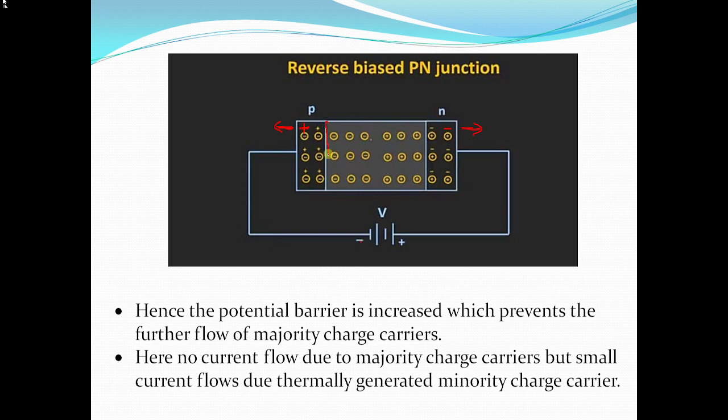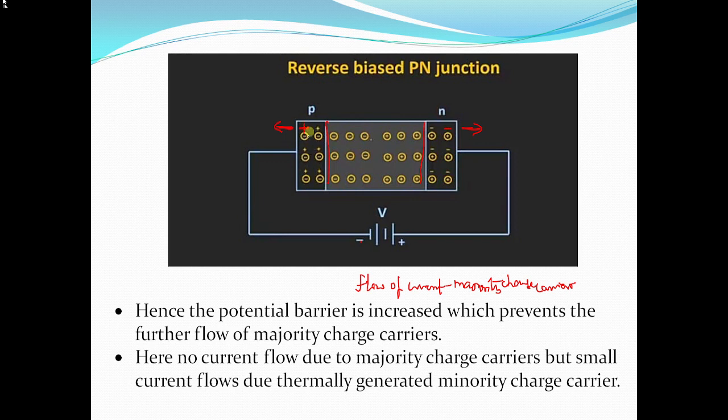So what happens? The width of the depletion region increases. This means there is no flow of current. There is no flow of current due to majority charge carriers.